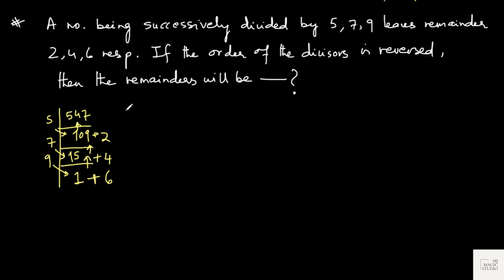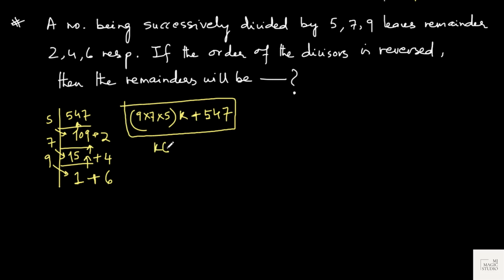So the general format of all the numbers we are looking out for is 9 into 7 into 5k plus 547. Bingo. This is our general format. This is the number which we are looking out for, where k belongs to whole number. K is 0, then the smallest number is 547.